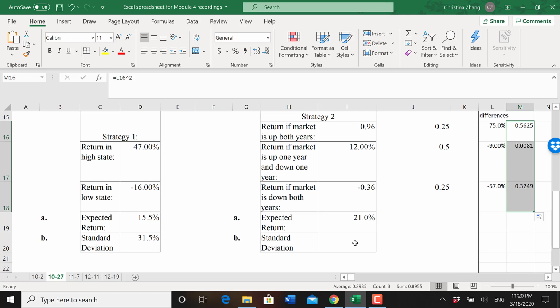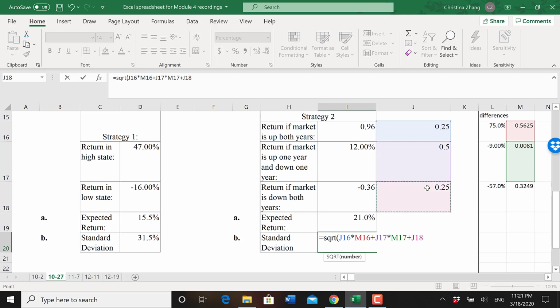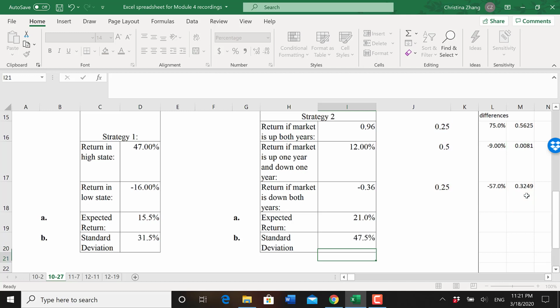And then the standard deviation is going to equal the square root of the probability times the differences squared, plus probability times the differences squared, plus the probability times the differences squared. Okay, all right, so that is going to be the answer.